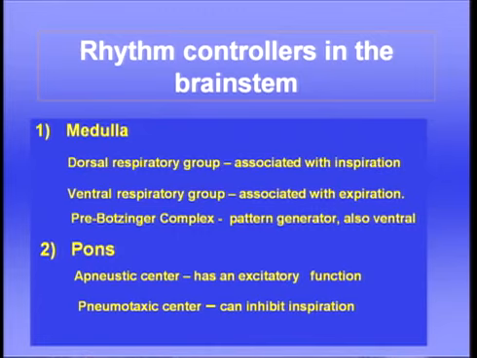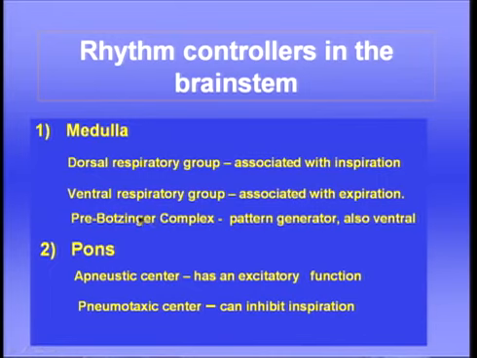In the medulla, we've got two groups of cells. They're sometimes called respiratory centers, although people don't particularly like that term. One is the dorsal respiratory group in the medulla, dorsal meaning towards the back in the upright man, and these seem to be particularly associated with inspiration. Then we've also got a ventral respiratory group of neurons which seem to be particularly associated with expiration.